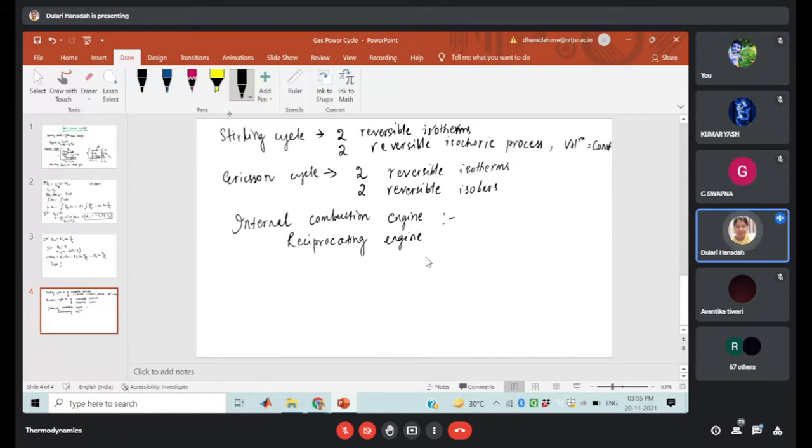Okay, so reciprocating engine. In this case, we will mainly discuss the petrol engine and the diesel engine. Again, we will discuss the high-speed diesel engine.